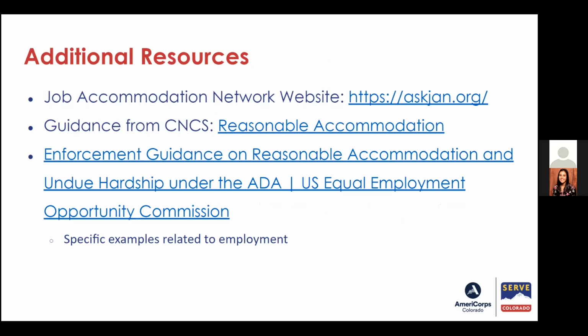Here are some additional resources that are linked to this presentation, which can be sent out for your reference. The first I mentioned earlier, which is the Job Accommodation Network website. It's very comprehensive and they're very responsive if you have specific questions to your organization. The second is a guidance document that I found directly from CNCS that might be helpful as it's more directly related to AmeriCorps service. And then the last one was from the EEOC. And this is a very comprehensive document that provides a lot of specific examples related to employment and goes into detail a lot of the things that were discussed during this training.